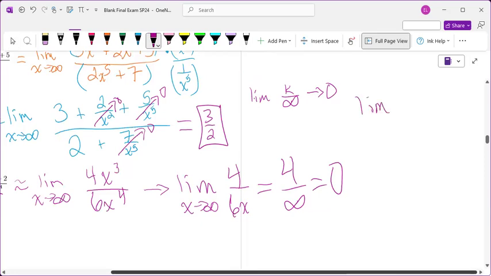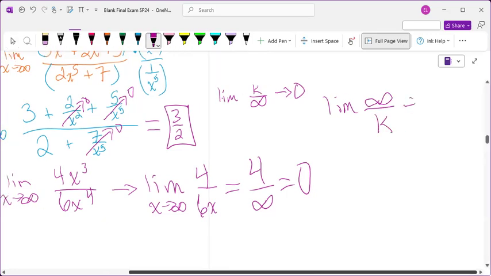Now, just to be very clear, if we get the flip, the limit of infinity over a constant, that is infinity. Half of infinity is still infinite.